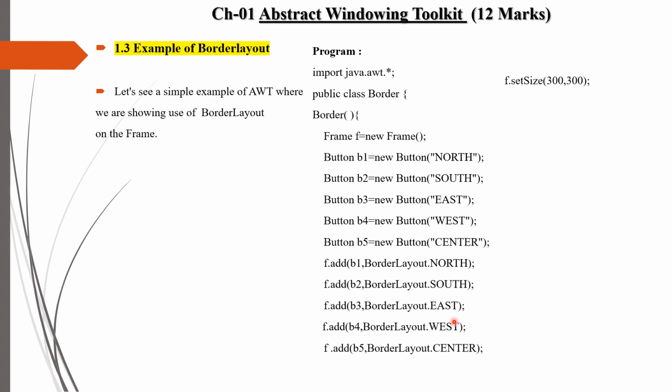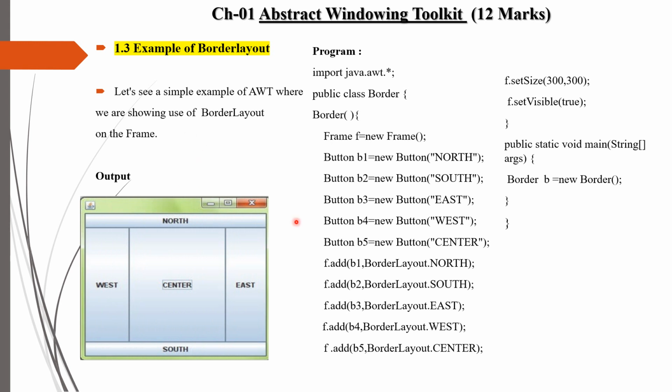Then we set the size of our frame, then we set the visibility of the frame, and then we define the main method, public static void main, String arguments. Inside the method we create one object of the Border class. So this is the code for a simple example to create a frame and use border layout. The output of this program is displayed like this. One frame is displayed with no title and 5 buttons are added in their respective regions. So this is a simple example to demonstrate the use of border layout.